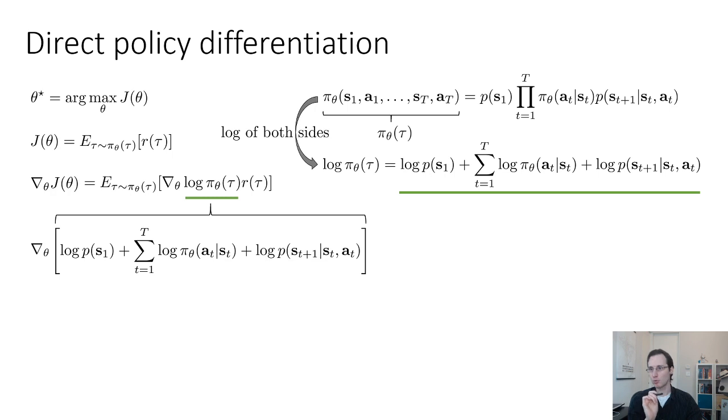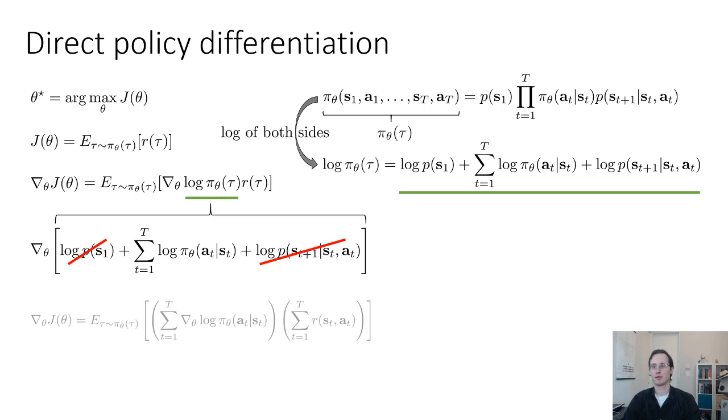And that's very, very important because those terms are not terms that we know. We know pi theta of at given st, because that's our neural network. But we don't know p of s1 or p of st plus 1 given st, at. Those are determined by the universe, by nature. So it's very good that their derivatives with respect to theta are 0, because that means that we don't need to know what they are. Regardless of what they are, since they don't depend on theta, their derivatives will always be 0.